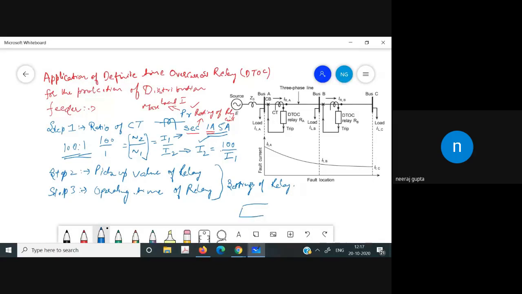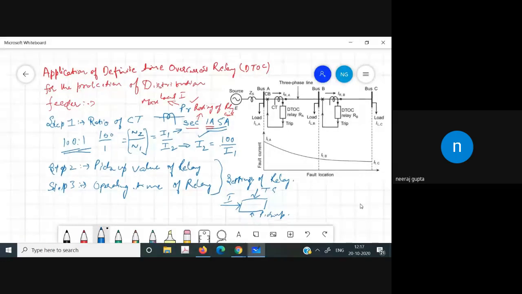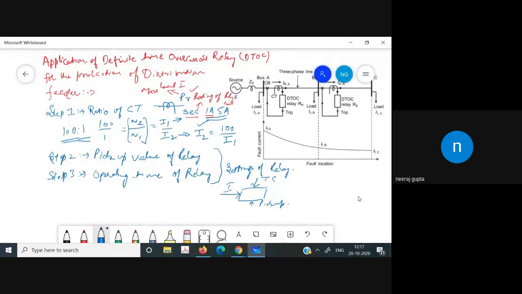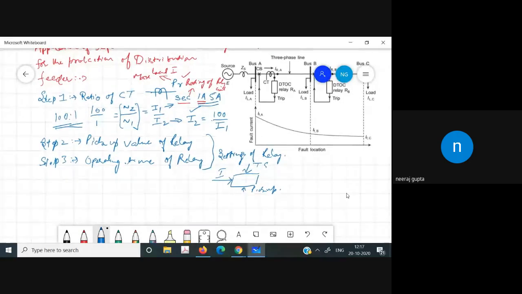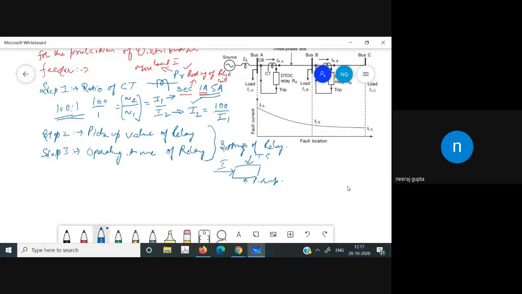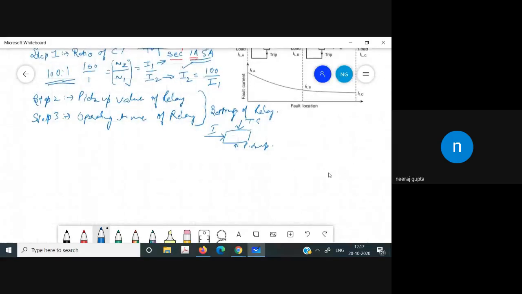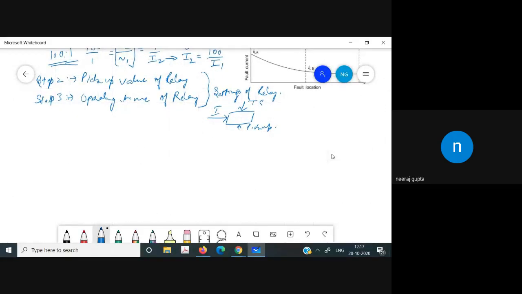As we have discussed previously, in the basic block diagram we have the value of the current, then the time setting, and then the pickup value of the relay. So we have to take these factors into consideration. The first, the ratio of the CT, is already decided. Now, the second is the pickup value of the relay. So how to decide the pickup value of the relay? Now we will discuss step second.